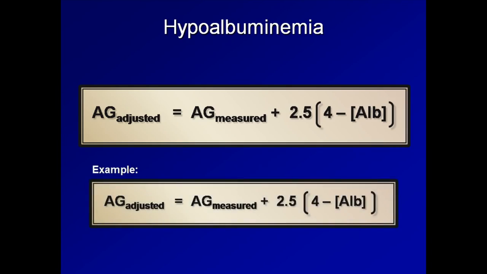Another way to look for this issue would be to use this equation. So, for example, if the measured anion gap is 14, you would add 2.5 times (4 minus 1.5). This is approximately 20, which would more than likely trigger additional investigation. The adjusted anion gap essentially tells us what the anion gap would be if the patient had a normal albumin.